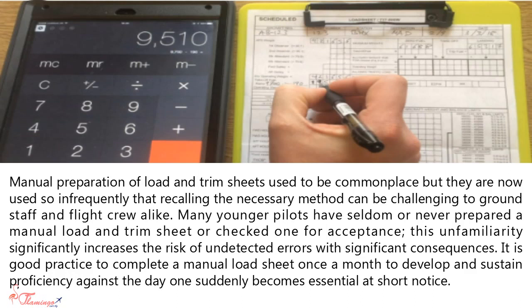Manual preparation of load and trim sheets used to be commonplace, but they are now used so infrequently that recalling the necessary method can be challenging to ground staff and flight crew alike. Many younger pilots have seldom or never prepared a manual load and trim sheet or checked one for acceptance. This unfamiliarity significantly increases the risk of undetected errors with significant consequences. It is good practice to complete the manual load sheet once a month to develop and sustain proficiency against the day one suddenly becomes essential at short notice.